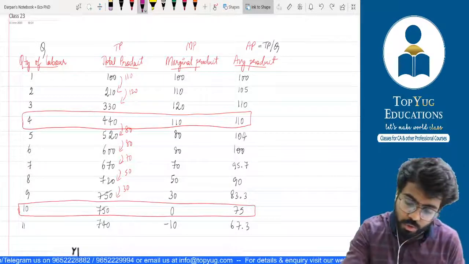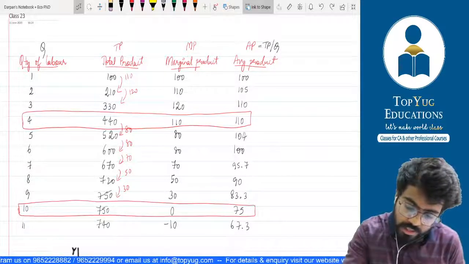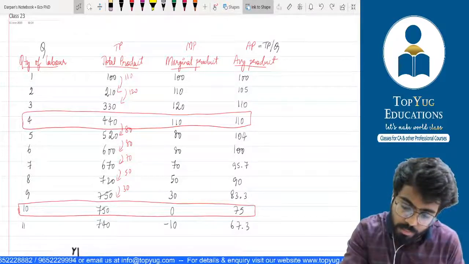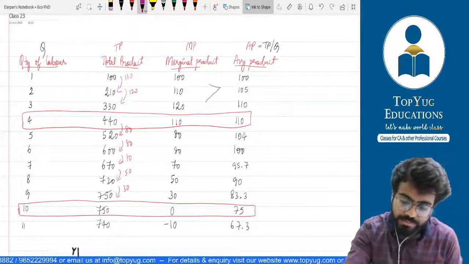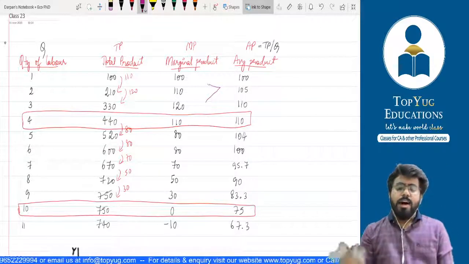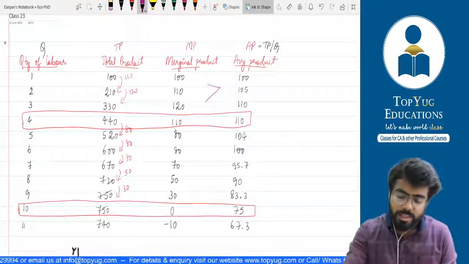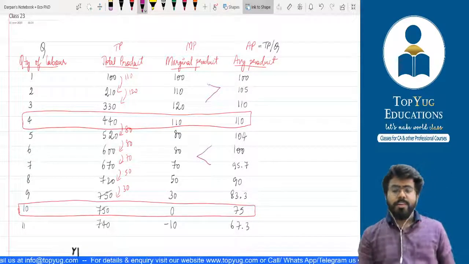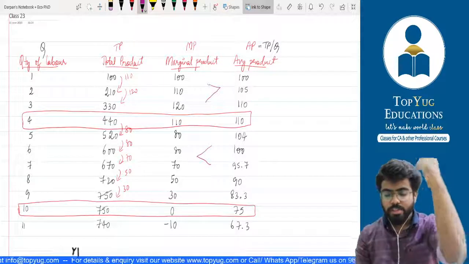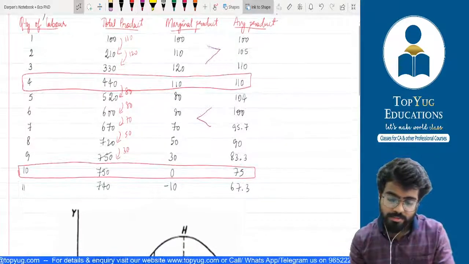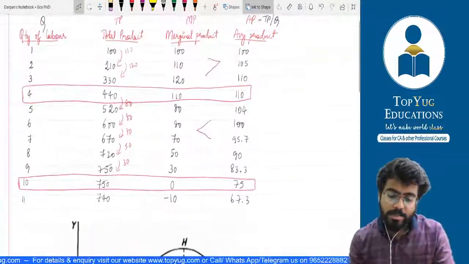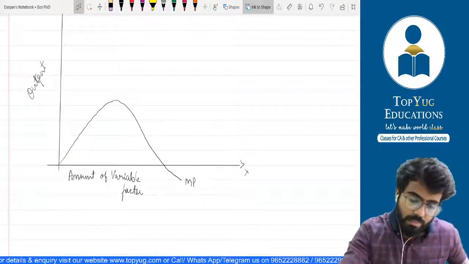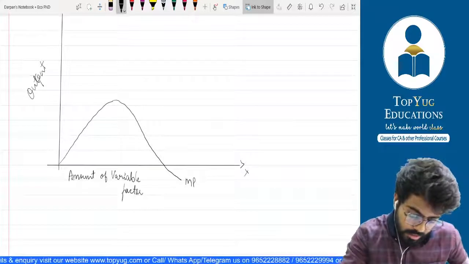So if I want to just show you here in these first three, when 1, 2, 3 units of labor were there, marginal product was greater, correct? Afterwards, when AP started to decrease in this stage, what is happening? Average product is greater, right? Okay, so let's draw this graph. At first, what is happening? MP is greater. That means MP will be above AP. So MP is greater and AP is smaller.